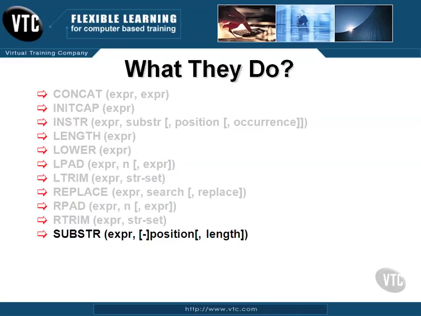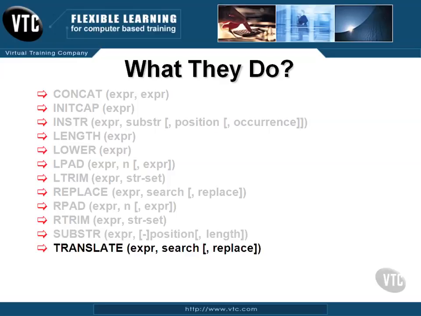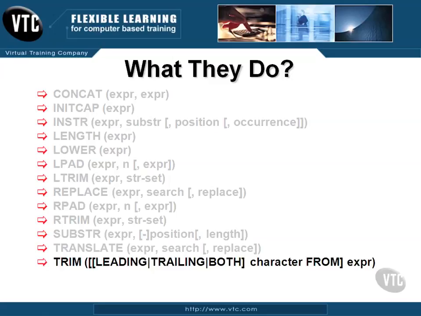Right trim, substring, we've seen, you go into a string or an expression and you go from a position and you find a certain length of characters. So you pull a subset string out of a string. And it can go negative as well. Translate. Translate is similar to the replace function, except that it translates an entire string.